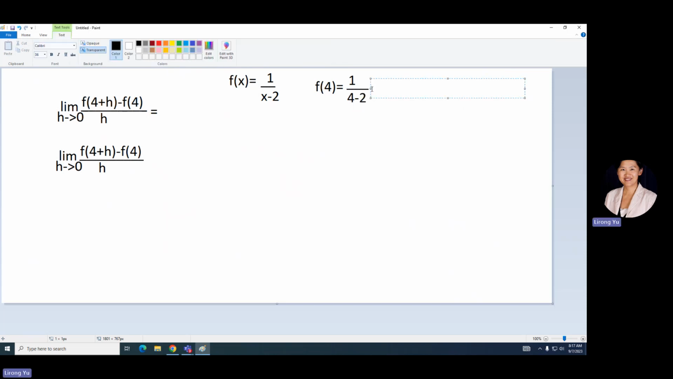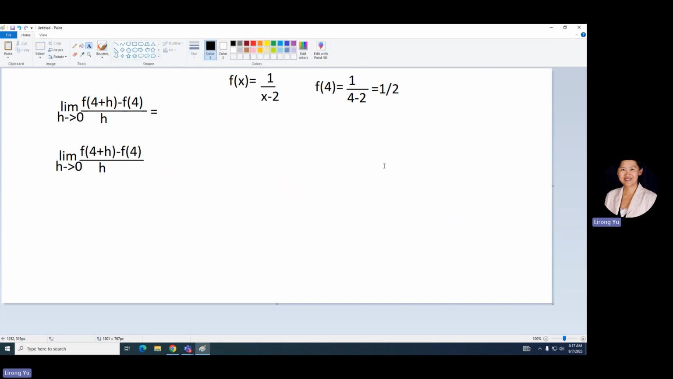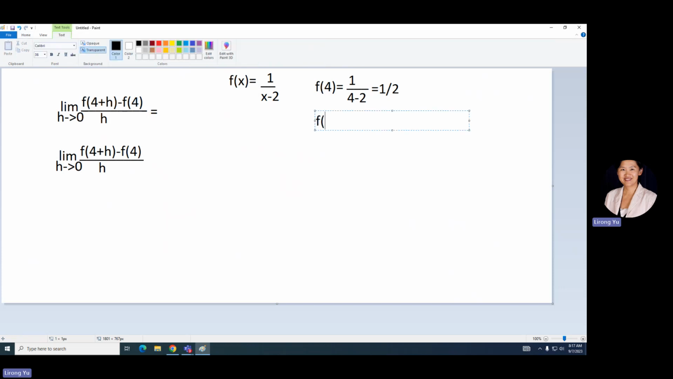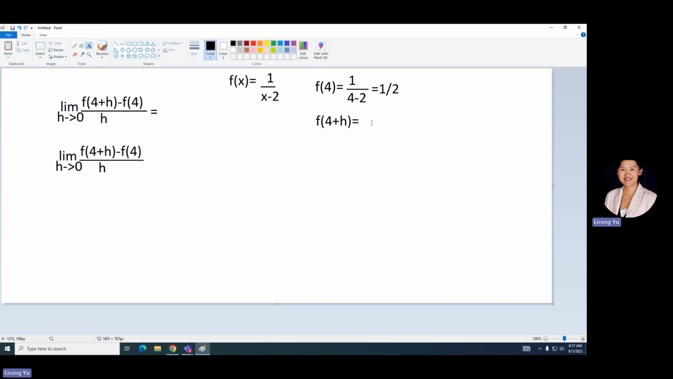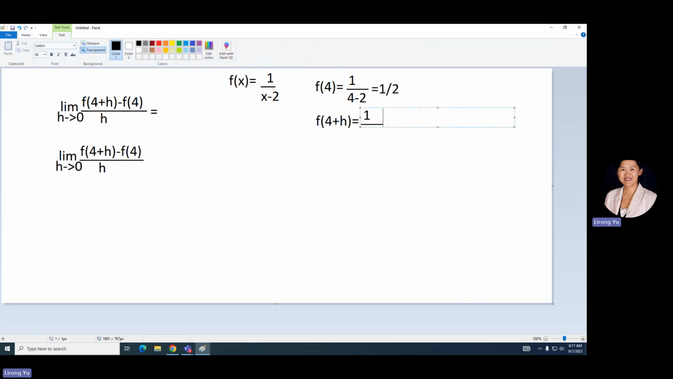So it's literally the fraction 1 over 2. So that's the f of 4. And then we want to write the f of 4 plus h. And so that will be f of 4 plus h. These are the building blocks. They're not the answer yet, but it helps to analyze this a little.